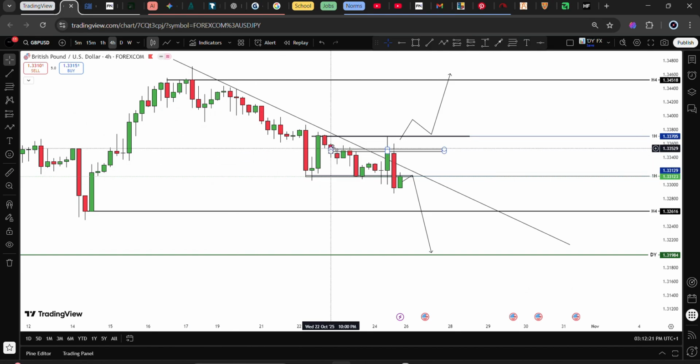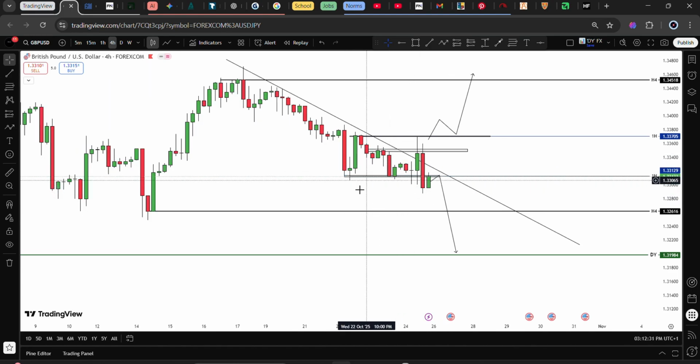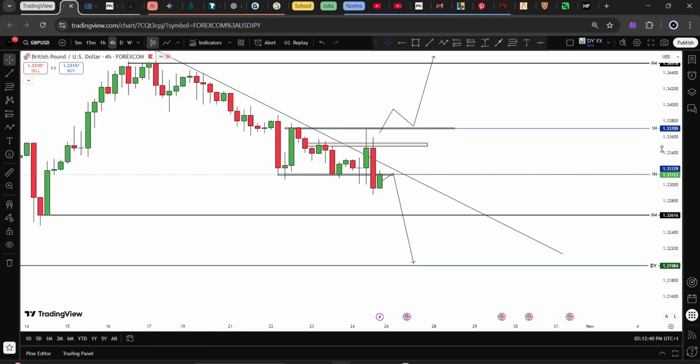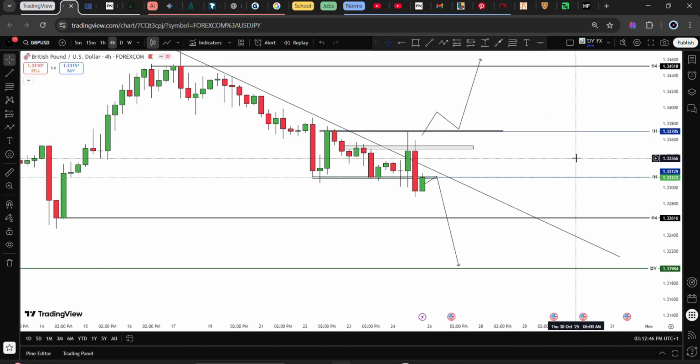Although the market closed above the trend line here, the next candlestick engulfed the previous candlestick. So this is giving me more confirmation that we should be selling GBP USD. But remember, we don't own the market, so we don't predict the market. We react to whatever the market is doing. So what am I looking out for? Two things basically: buy or sell.